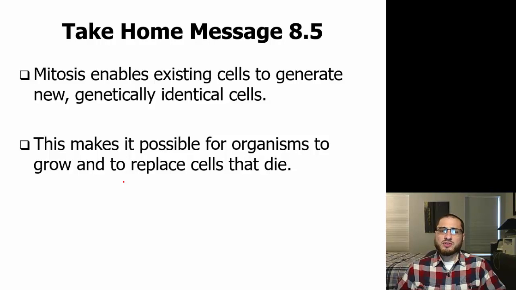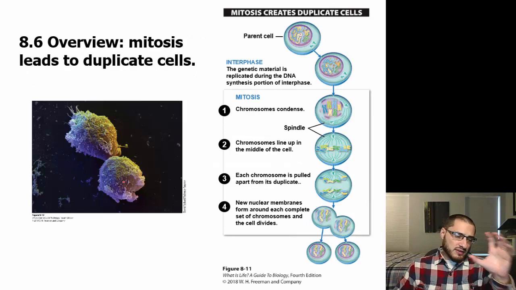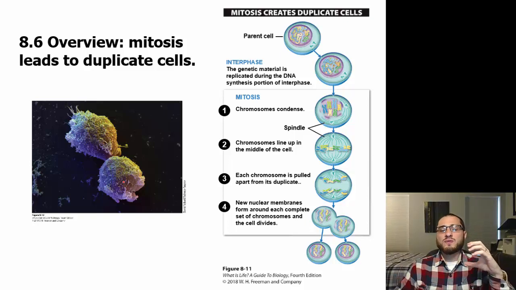Mitosis is responsible for generating new identical cells, and it makes it possible for organisms to grow and replace cells that do die over time. We talked about the mitotic phase, and then we go to the G1 phase, the S phase, the G2 phase, and back to the mitotic phase. Well, the mitotic phase has its own phases to it.